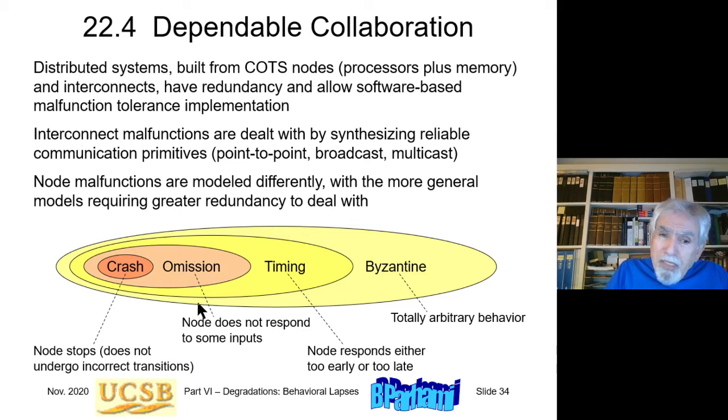Omission is a type of malfunction where a node does not respond to some inputs. Different sites send that node messages. That node responds to some of those, but omits the responses to other nodes. So it's a sort of incomplete functionality. And therefore, for example, if you're trying to accomplish consensus between these sites, it's going to be pretty tricky because it's not reacting in the same way to different sites.